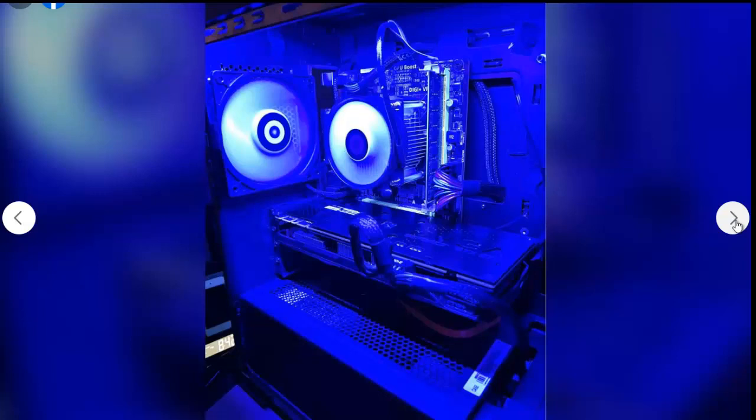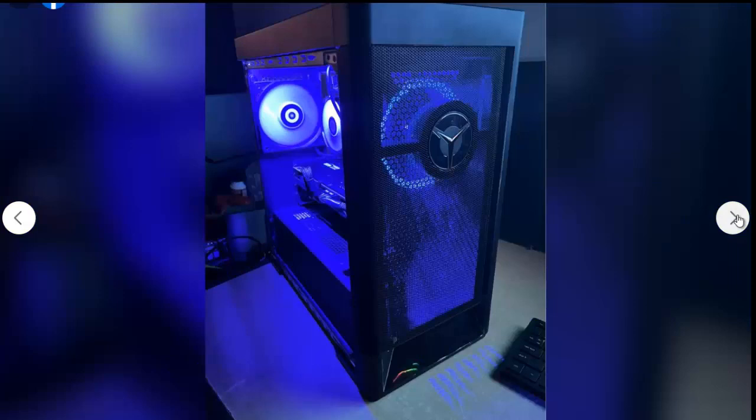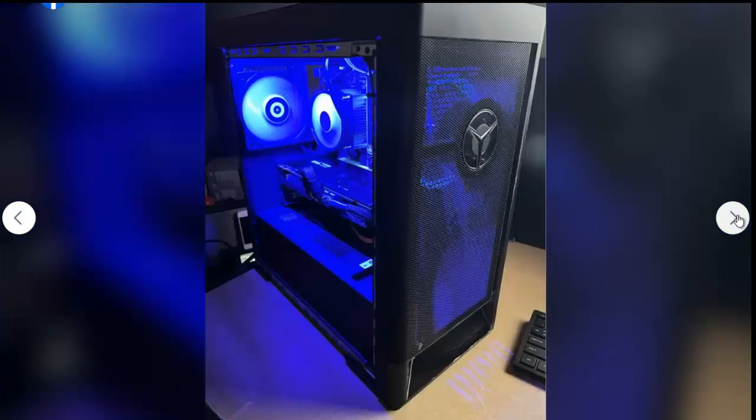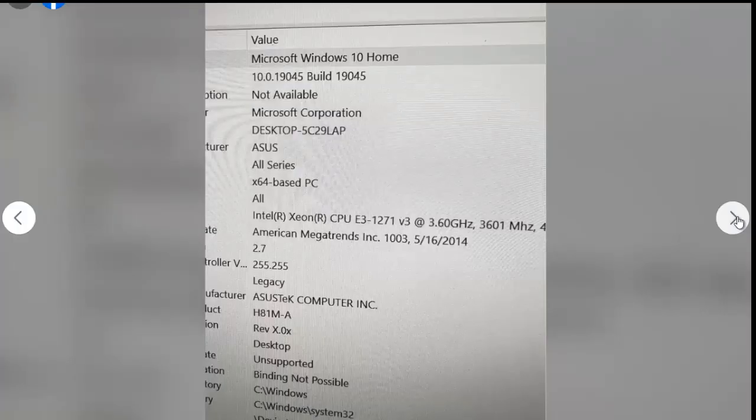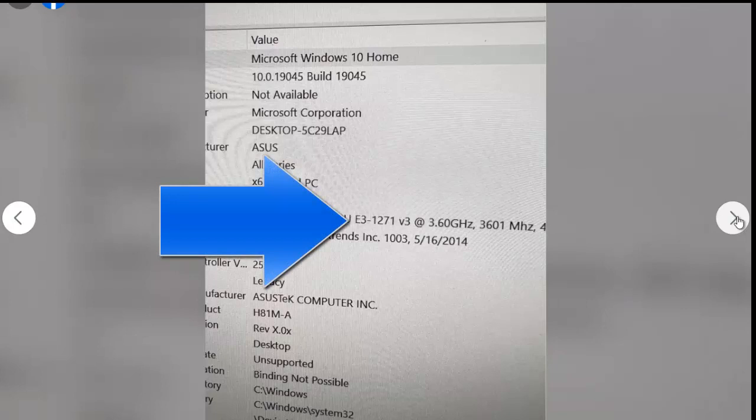I'm not going to put specifics as to the seller. I'm just going to use the picture so you can see this. And it looks really cool. Nice case, good airflow. Has a GTX 970, which is not a very good graphics card today for modern gaming, but it's when we click to the next couple of pictures about specs that the system takes a steep nosedive.